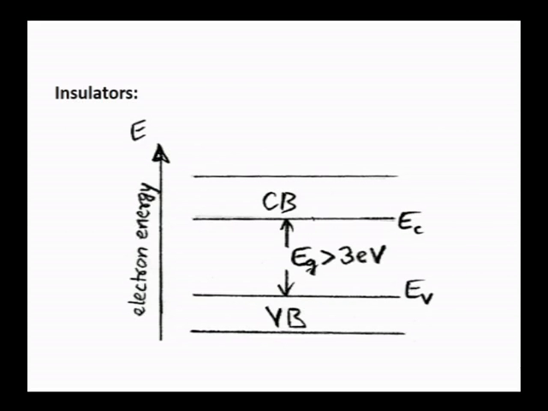Coming to insulators, these lack free electrons, that is, free electrons are not in abundance here. The valence band and conduction band are separated by a large energy gap. Generally, we say that if the energy gap is more than 3 electron volt, then that can be categorized as an insulator. And usually, the conduction band will be empty and the valence band will be filled.